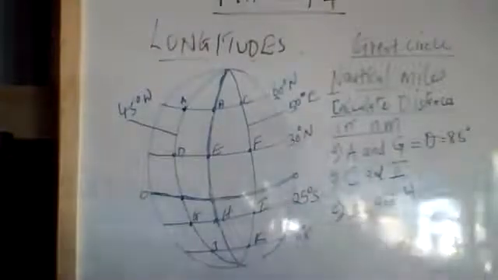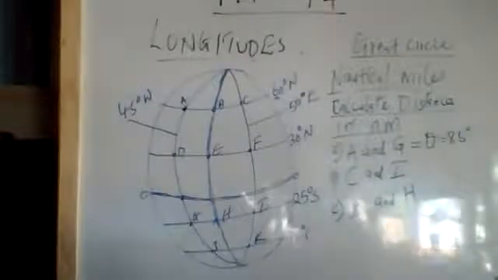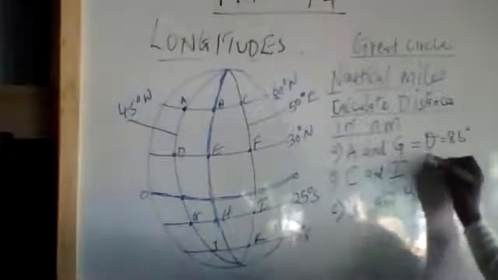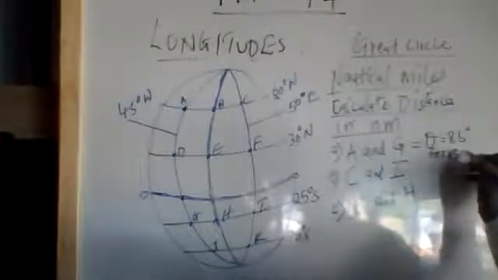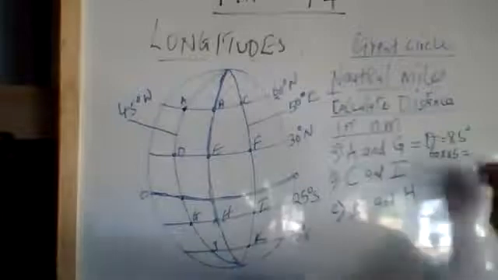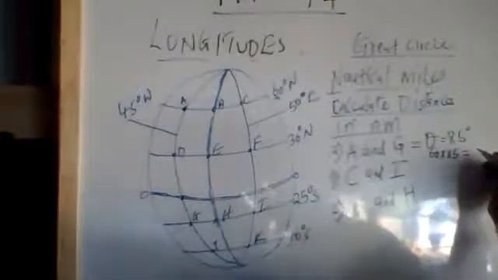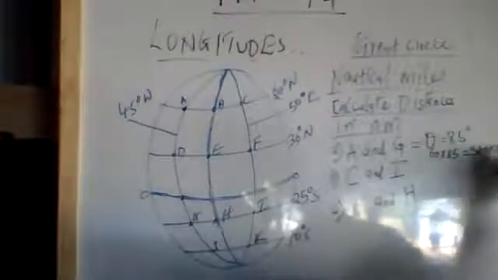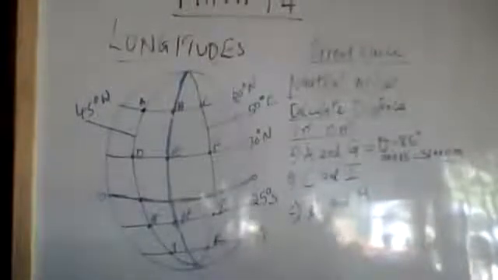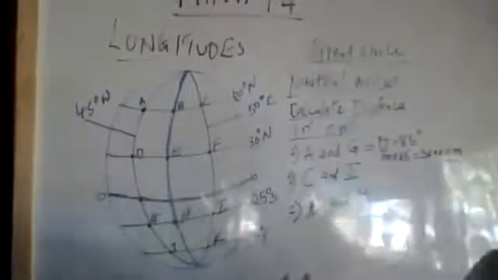Now, can you calculate in nautical miles? What's the distance between A and G? Distance is going to be simply 60 times 85, which is 5100. If you write 5100 nm, you have just completed it. It is just 5100 nautical miles.